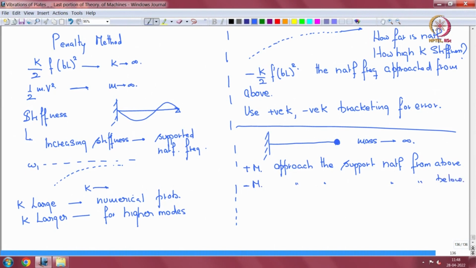Okay. And more interestingly, for higher modes, the mass value required is smaller, unlike the spring. So, this is good for numerics.